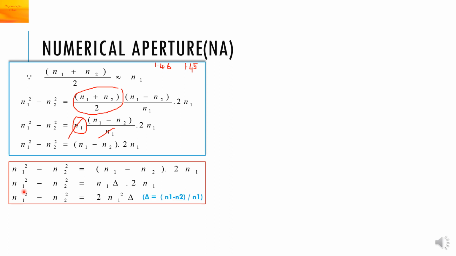Now we had just seen about the fractional refractive index. It is delta is equal to N1 minus N2 upon N1. So we can make a substitution for this N1 minus N2. What it will be? This N1 minus N2, you can get it from here. That is delta into N1. So that is written here. So that is substituted. So N1 into N1 will be N1 square. And you get 2N1 square into delta.